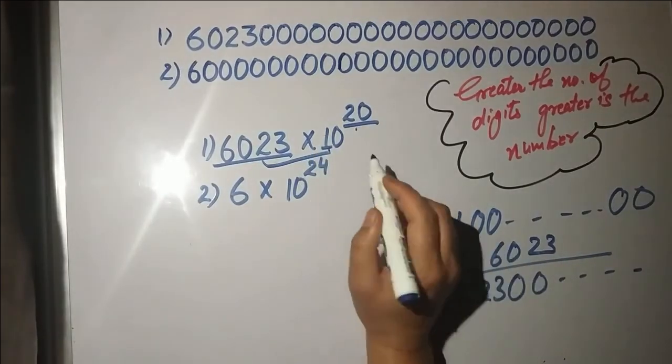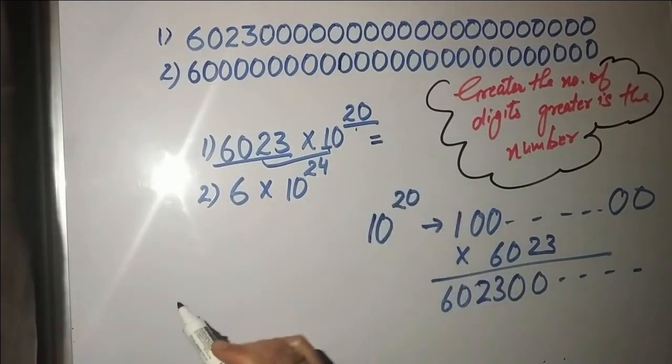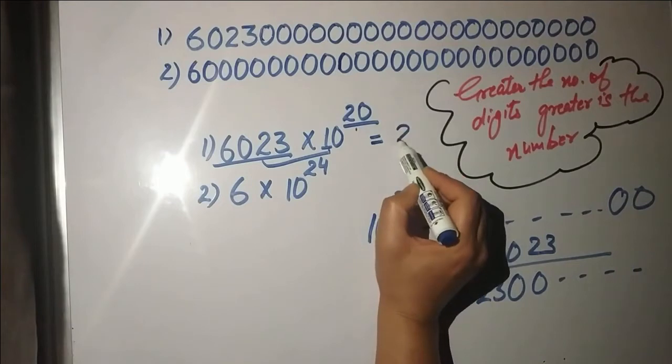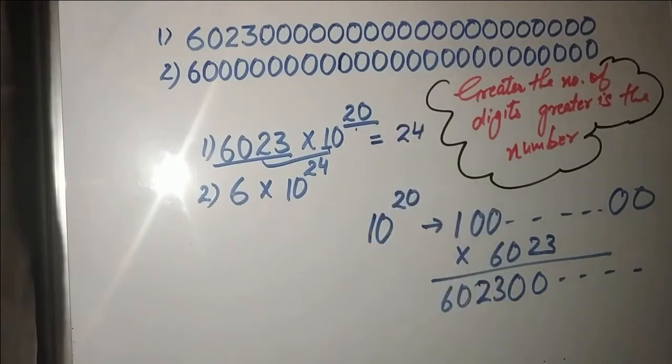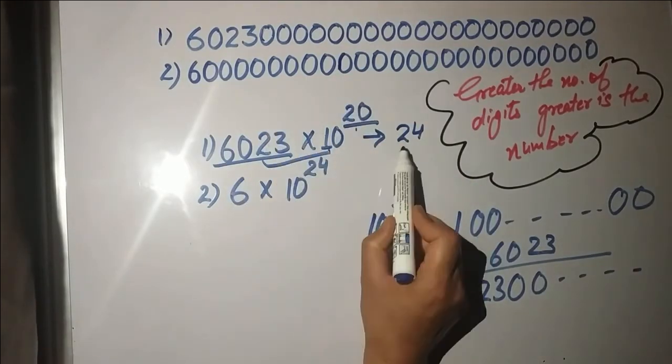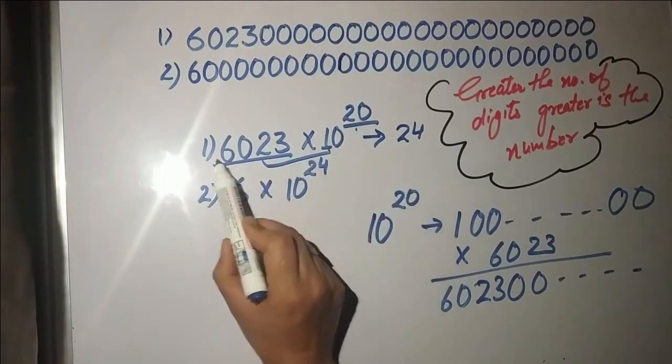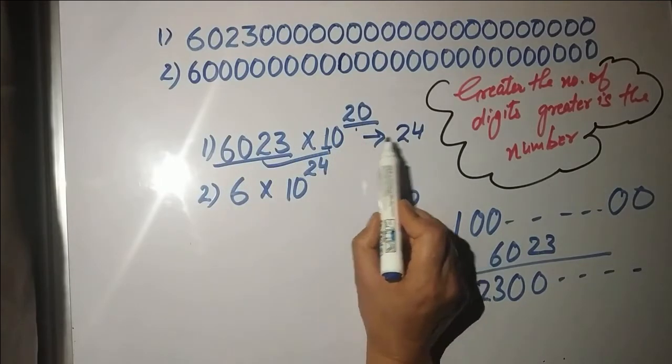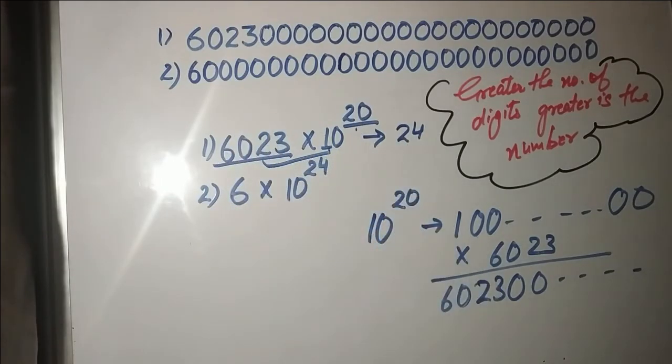So in total, the total number of digits here are gonna be 24. I won't write equal to here because this number is not equal to. So the number of digits in this number are 24. 20 zeros and 6023 into 1 means 4 digits more, so 24 digits.